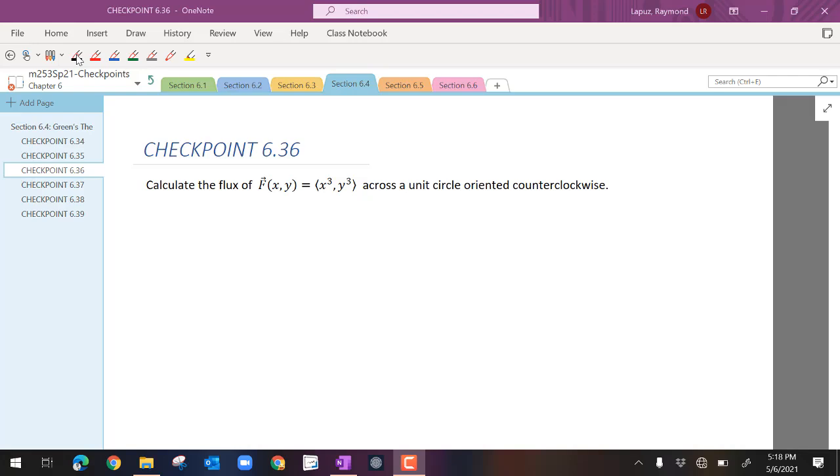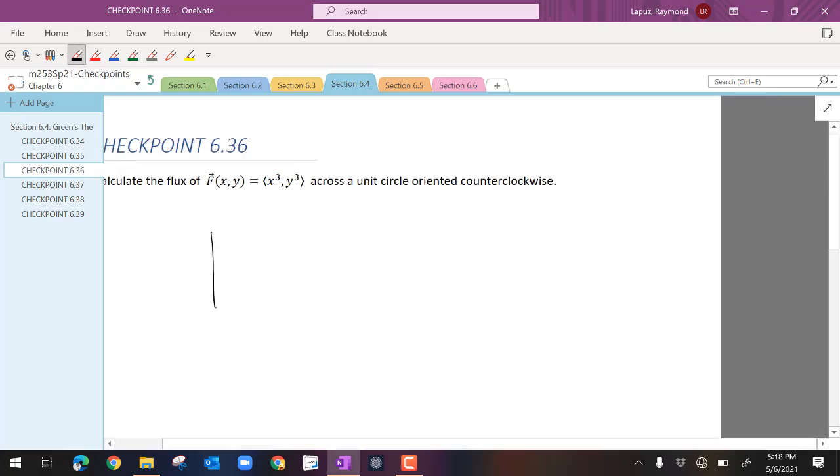Let us do checkpoint 6.36. They want us to calculate the flux of F, which is x cubed, comma y cubed, across a unit circle oriented clockwise. All right, let's get our circle going. Our unit circle oriented clockwise.